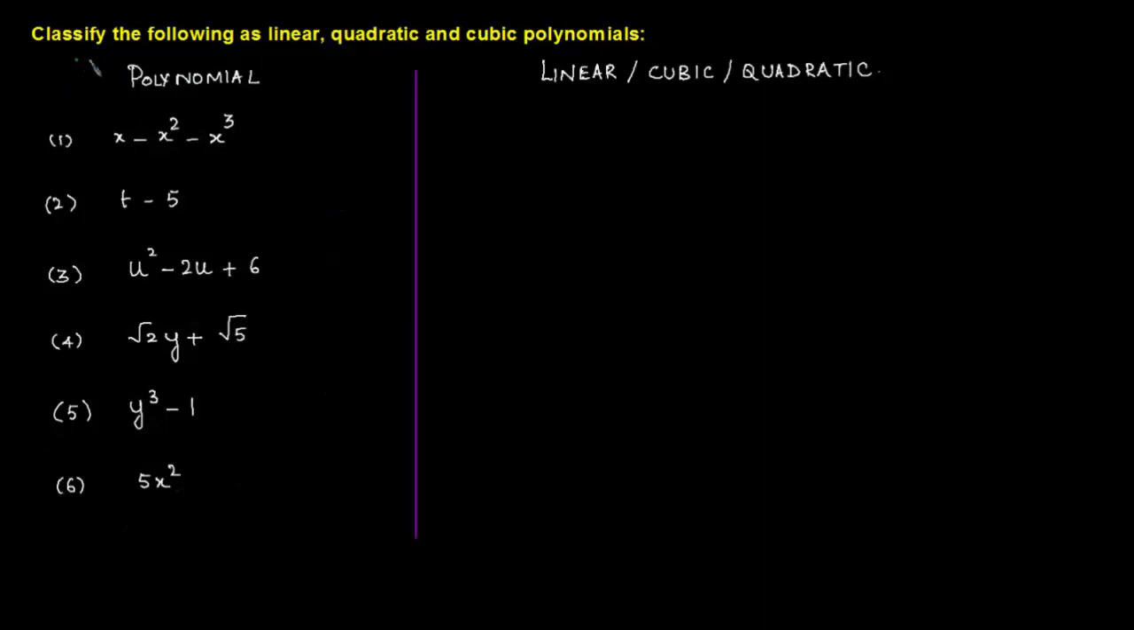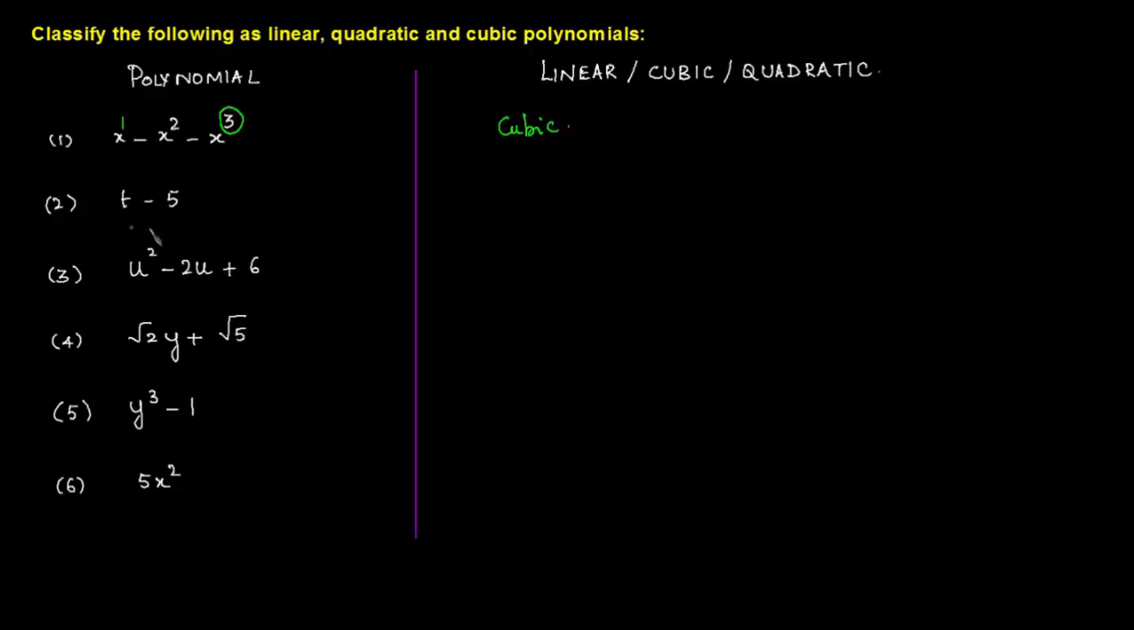So here we have the next question. Classify the following as linear, quadratic and cubic polynomials. The first polynomial that is given is x minus x square minus x cube. Which is the highest power of the variable? The variable associated here is x, and you can see that the power of x here is 1, the power of x here is 2 and the power of x here is 3. Therefore, which is the highest power? It is nothing but 3. So if it's the highest power, which is 3, then what kind of a polynomial is this? This polynomial is nothing but a cubic polynomial.